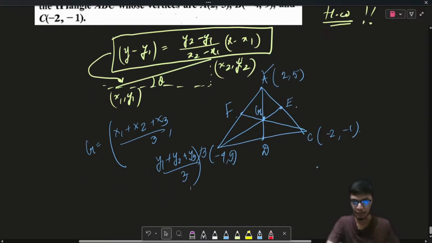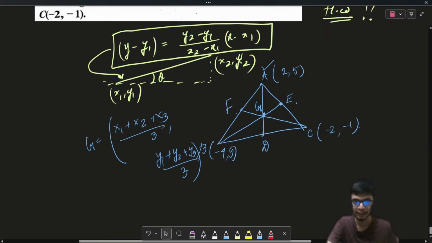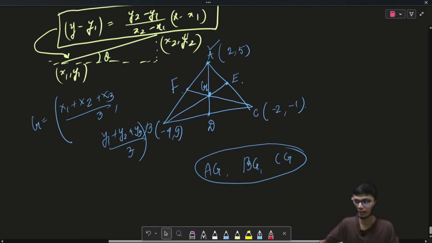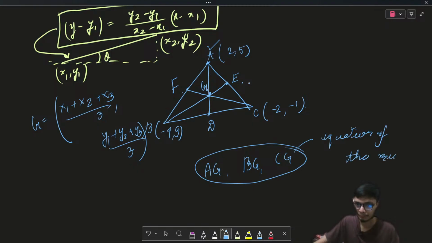So from this part we can easily find the coordinates of the centroid. Now once I know the coordinates of the centroid and I know one point, I can easily find the equations of the medians. Let us say the median AG, and similarly BG and CG, these are the three equations of the medians, right? If you use the two-point form of the equation of a line, you can easily get the equations of the medians, right?